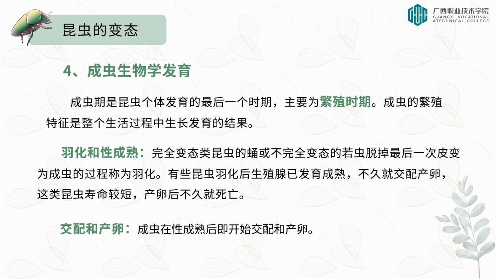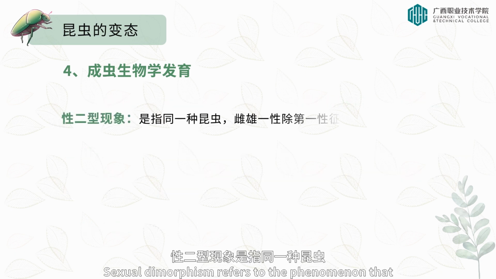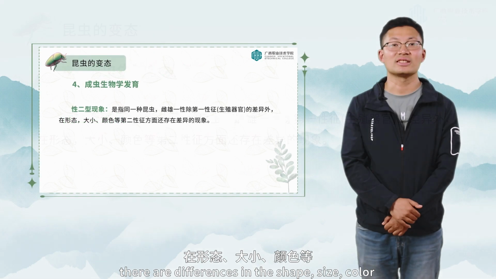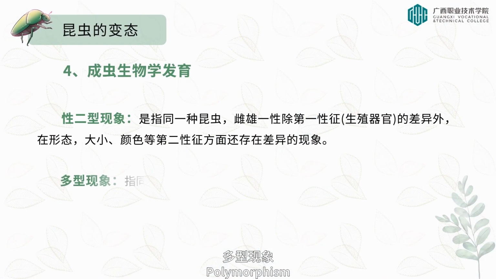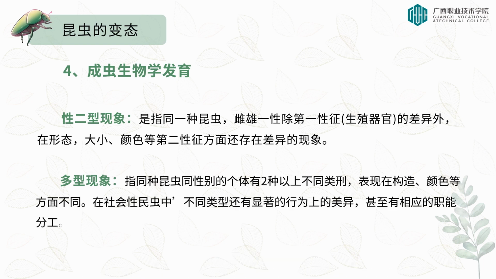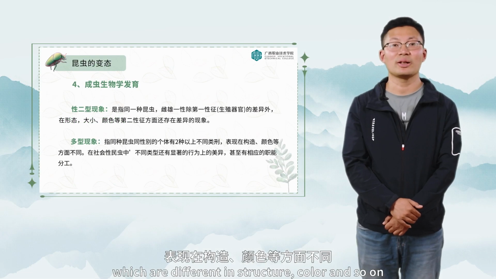Mating and oviposition. Adults begin to mate and lay eggs immediately after sexual maturity. Sexual dimorphism refers to the phenomenon that, in addition to the differences in the primary sexual characteristics, there are differences in the shape, size, color, and other secondary sexual characteristics of the same kind of insect. Polymorphism means that individuals of the same sex of the same insect have over 2 different types, which are different in structure, color, and so on.